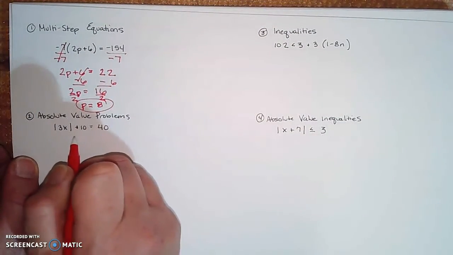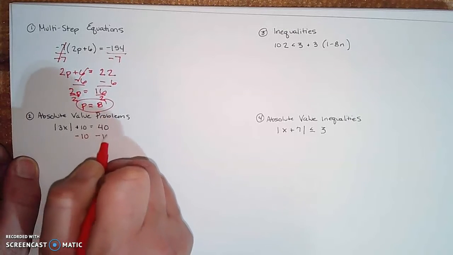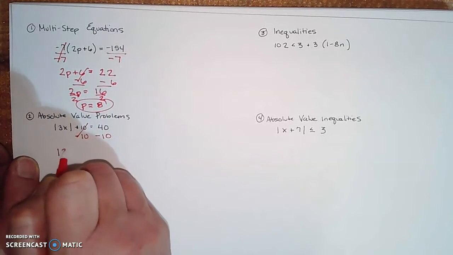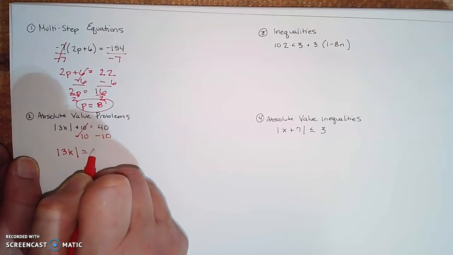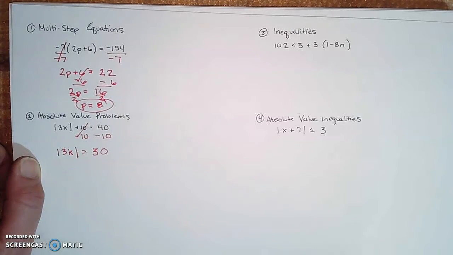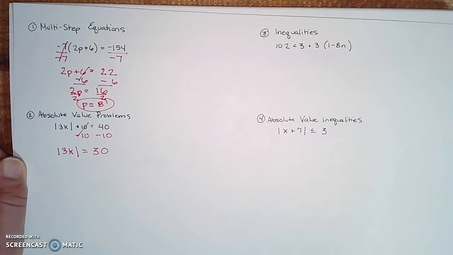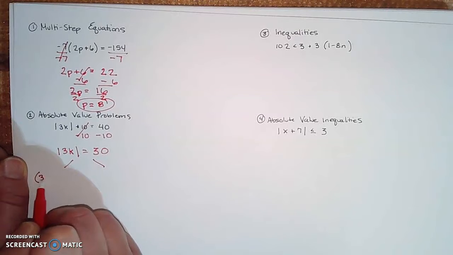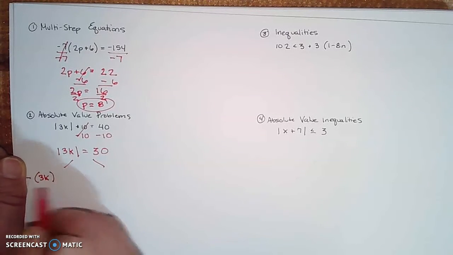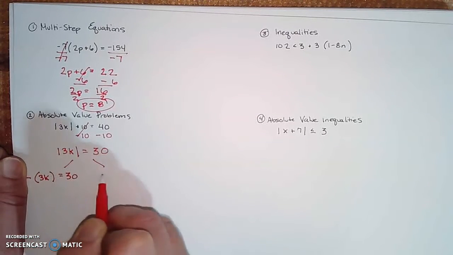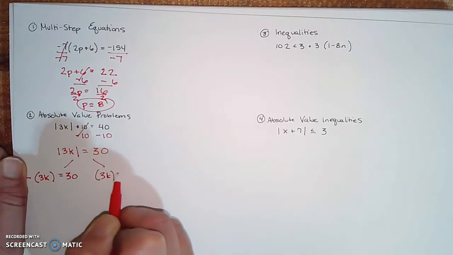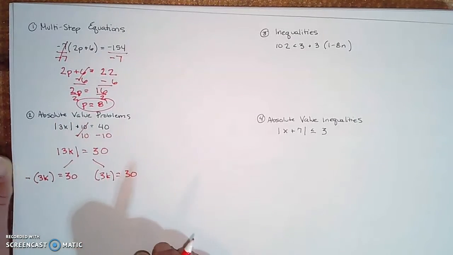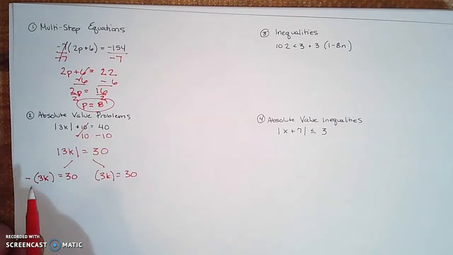So what we do is first we subtract 10 from both sides. Absolute value of 3k equals 30. And you notice what I do is I got the absolute part by itself. Once it's by itself, it's going to turn into 2 problem parts. And I put parentheses. You don't have to. It just says that the negative answer to that problem is going to be 30, and the positive answer to the problem is going to be 30. So it's going to go into 2 parts.